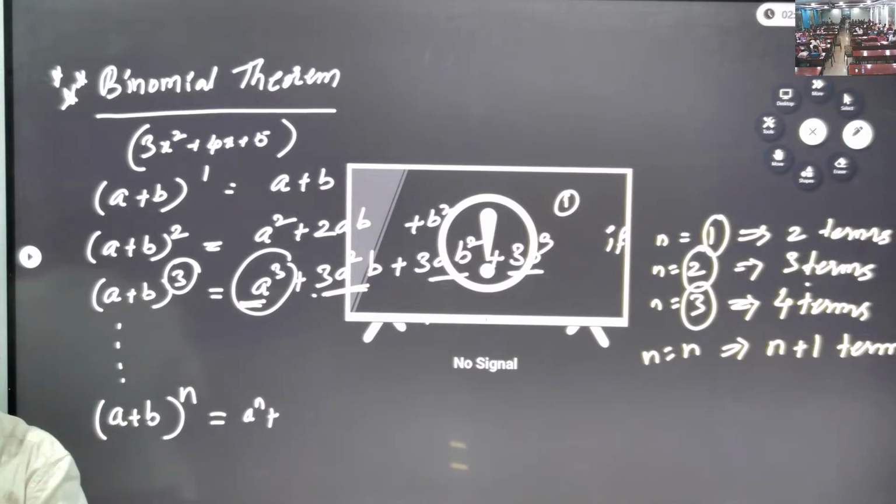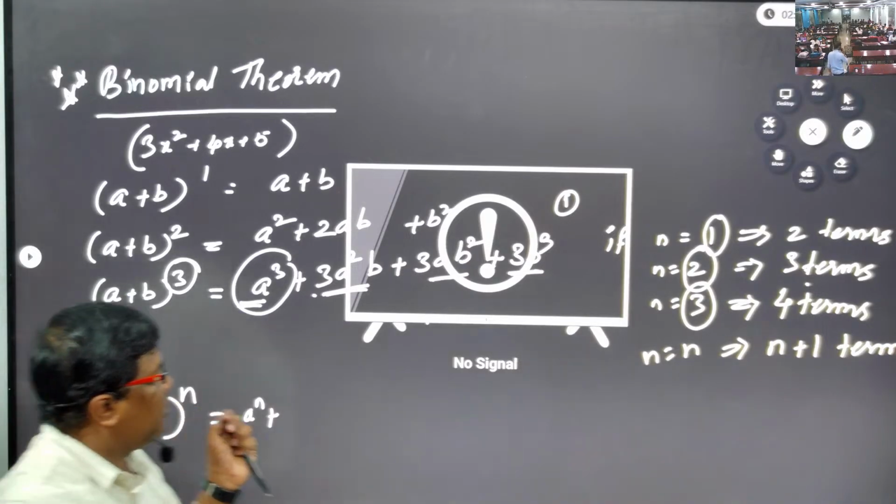According to binomial theorem, what is our first point that we have to remember? This is a very important concept. Try to focus more. Try to understand, then you will be writing very well in the exam. So what is the first point that you have to remember?